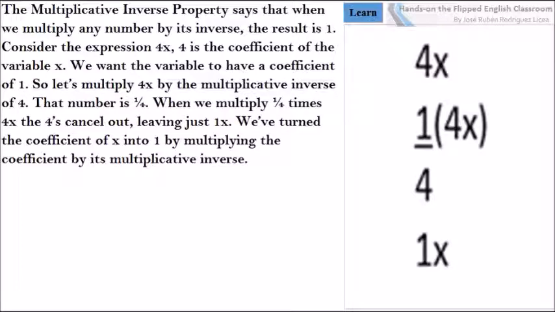The multiplicative inverse property says that when we multiply any number by its inverse, the result is 1. Consider the expression 4x. 4 is the coefficient of the variable x. We want the variable to have a coefficient of 1. So let's multiply 4x by the multiplicative inverse of 4. That number is 1/4. When we multiply 1/4 times 4x, the 4's cancel out, leaving just 1x. We've turned the coefficient of x into 1 by multiplying the coefficient by its multiplicative inverse.